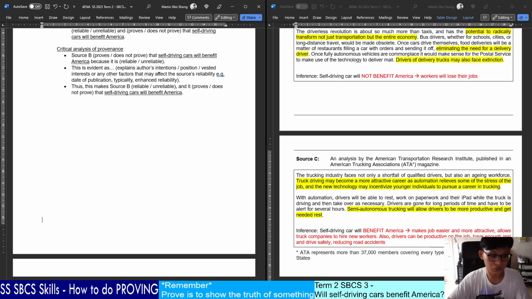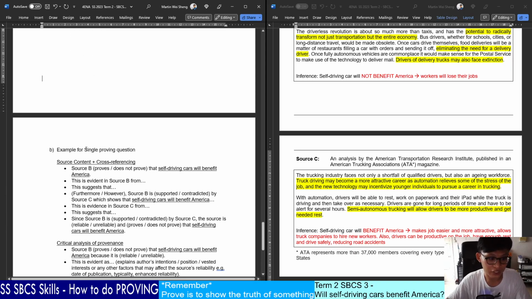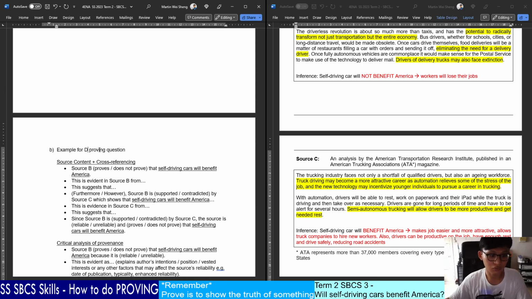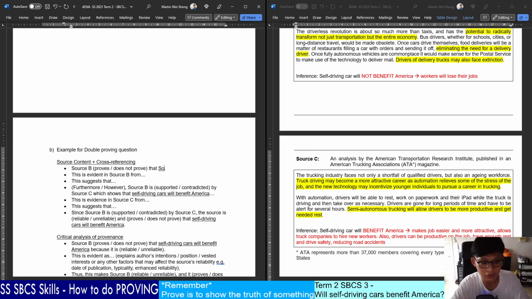Okay, so let us go through a sentence starter for a double proving question. Same thing as before: source content and cross-referencing, you write together. So, source B proves or does not prove. Instead of saying that self-driving cars will benefit America, here you will write the new claim.